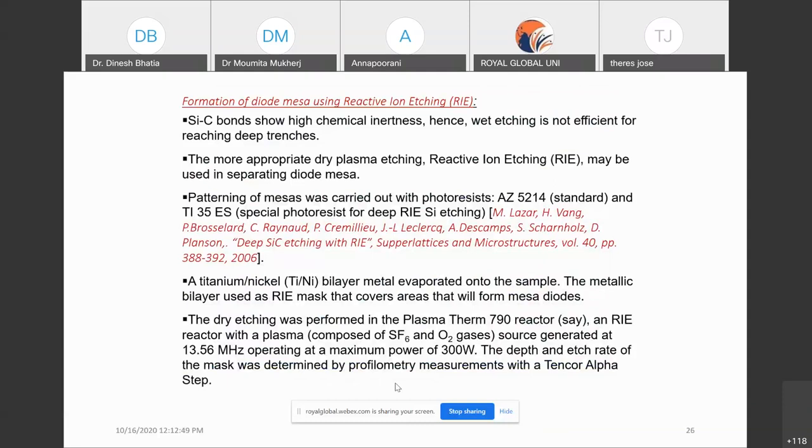And then comes the normal procedure called RIE, reactive ion etching, because silicon carbon bonds show high chemical inertness. Hence, wet etching is not efficient for reaching the deep trenches. The more appropriate dry plasma etching, reactive ion etching, is used for separating the diode mesas. So as I told you, when we chose that 4-inch wafer and processed it through the several process steps as discussed, from the 4-inch wafer we can get almost 1,000 mesa diodes, mesa sources. All the sources are actually embedded in the terahertz waveguide, because since the total dimension is of the order of microns, it cannot be fabricated separately.